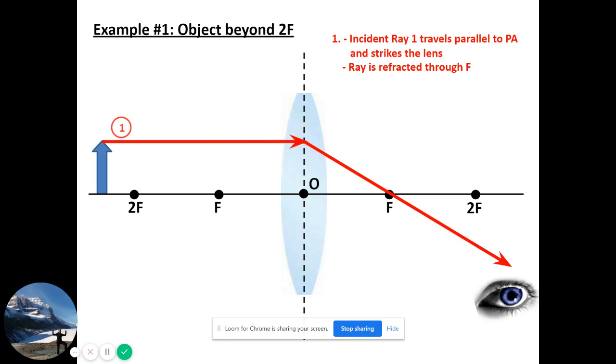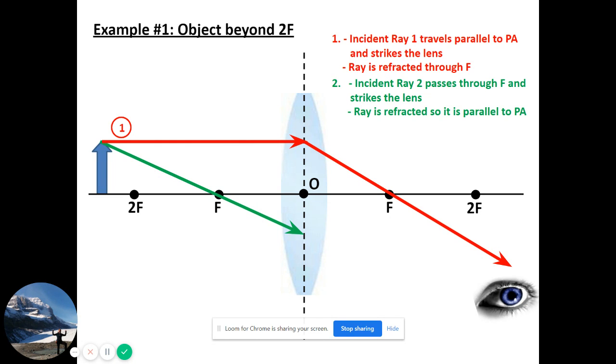The second ray that we can draw here, number 2, is incident ray 2. So this time we're going to pass through F and strike the lens. So here's that example. Again, same as before, we're using that middle line, that dashed line, as our point where bending occurs, where refraction occurs. So we're not going to do it both as it enters and as it leaves the lens. We just choose to simplify it. The ray is refracted now parallel to the principal axis, and that should sound familiar to what we did with curved mirrors as well. So that looks like this.